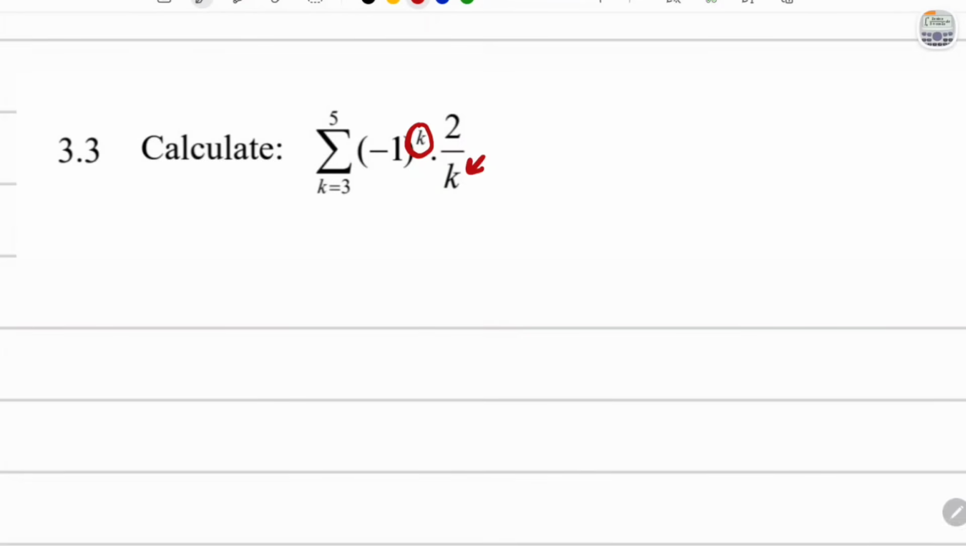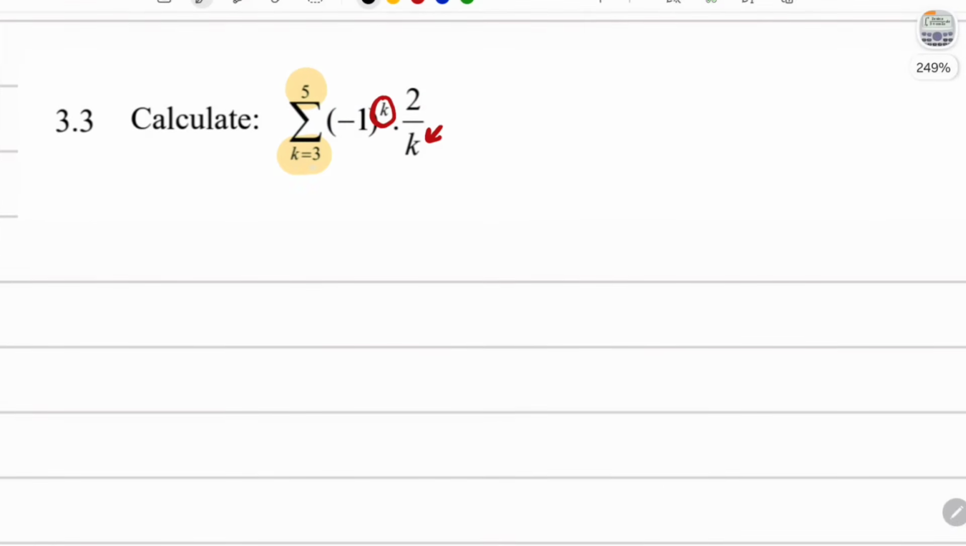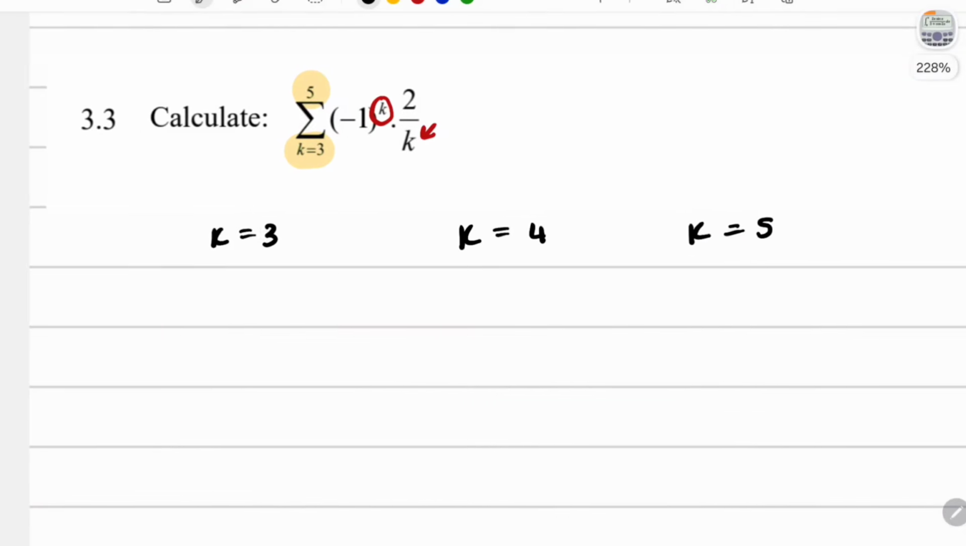But let's actually just focus on the fact that they only ask you to calculate the sum of the series starting where k equals 3 and ending at 5. Okay, so you can actually go ahead and expand this, because where k is equal to 3, we'll find that. Where k is equal to 4, we'll find that. And where k is equal to 5. It's just 3 terms. So you can expand and find and actually just sum it up.